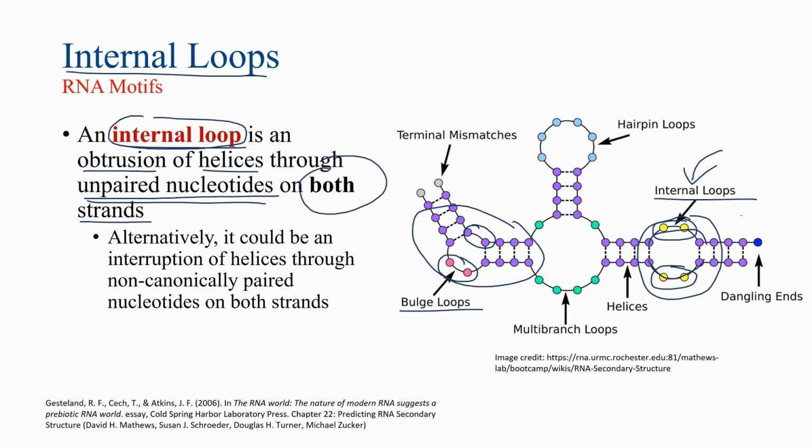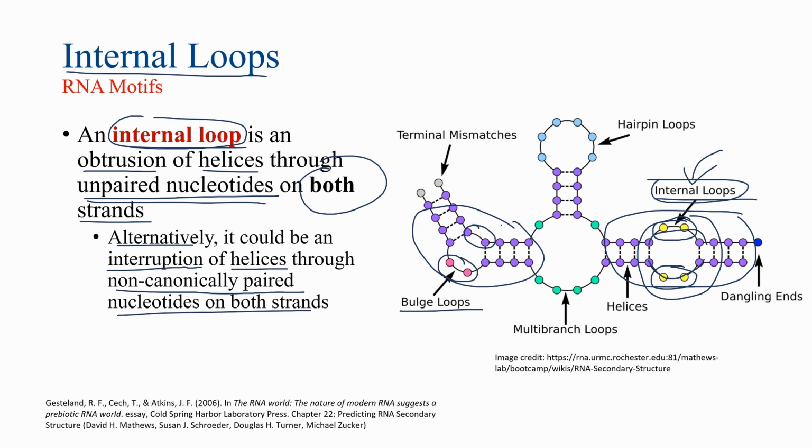So this is the overall helices that you can see here, the RNA motif helices, and they are obstructed by this internal loop because you have unpaired nucleotides on both strands of this RNA helices. Now, alternatively, the internal loop could be an interruption of helices through non-canonically paired nucleotides on both strands.